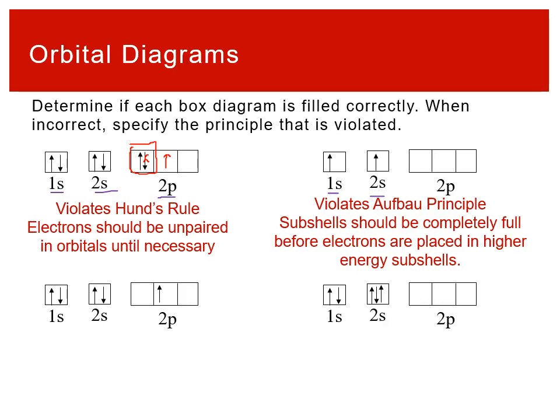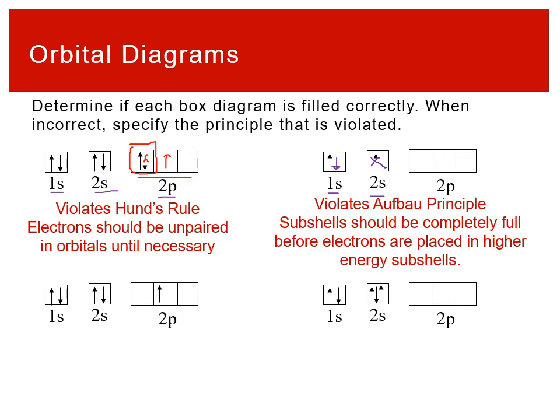We need to fill up the s. We don't want to have this thing right here. It should instead be opposite spin in the 1s. Hund's rule does not go between. It's not like we want to make parallel spins between subshells. Hund's rule only applies within a subshell, like we saw over here with the 2p.